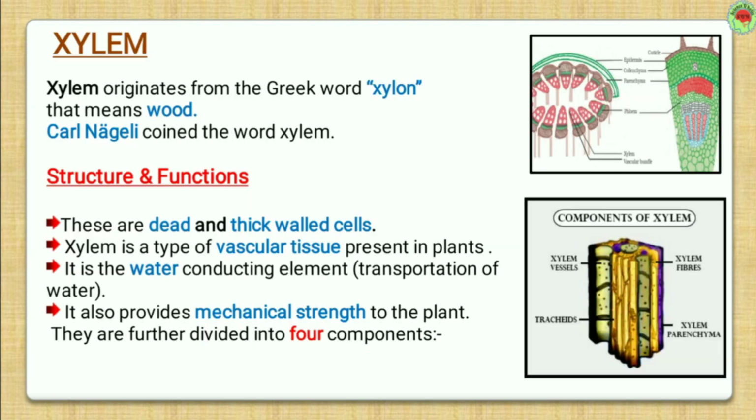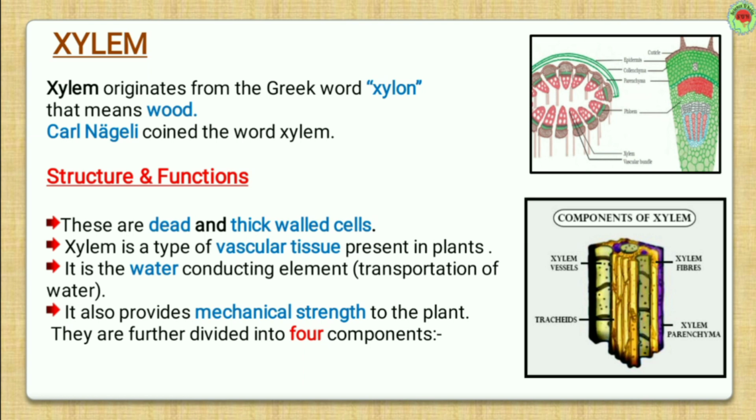Xylem originates from the Greek word xylon, which means wood. So xylem is also called wood, or it's woody in nature. Now Carl Nageli coined the word xylem. Now here you can see in the first image, it's a transverse section of a stem. Here you can see all the vascular bundles arranged in a ring form, right? So the pink one is the xylem and that greenish color is the phloem. Xylem conducts water and phloem conducts food.